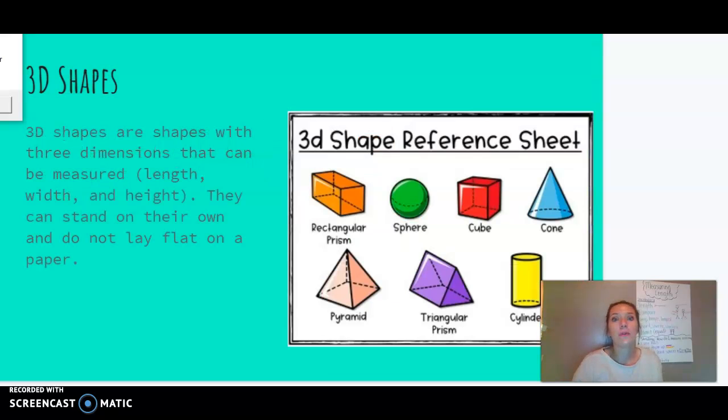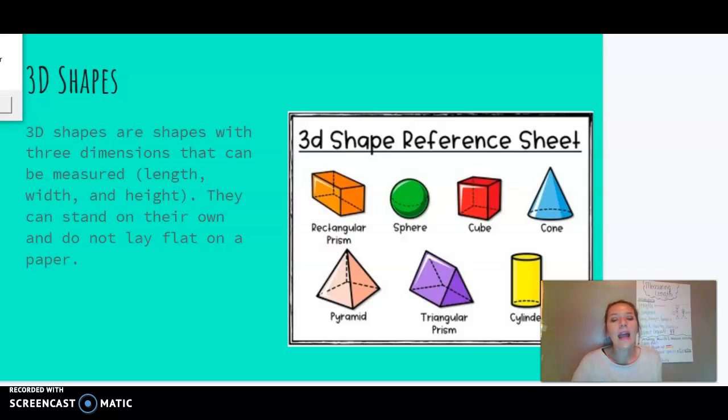Now going on to 3D shapes. 3D shapes are shapes with 3 dimensions that can be measured, okay? They have a length, a width, and a height, okay? They can stand on their own and do not lay flat on paper. If I were to sit this down, it would stand on its own because it is a 3D shape, okay? We know this because we like to use them to build in class.